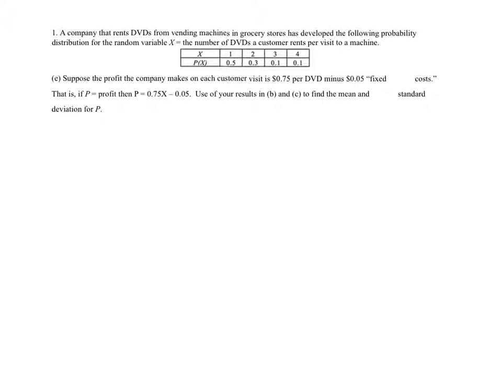And then part E, suppose the profit the company makes on each customer's visit is 75 cents per DVD minus 5 cents in fixed costs. That is, if P equals profit, then P equals 0.75x minus 0.05. Use your results in B and C to find the mean and standard deviation for P. So first of all, we need to refer back and get our mean and our standard deviation from the earlier questions. The mean was 1.8 and the standard deviation was 0.98.